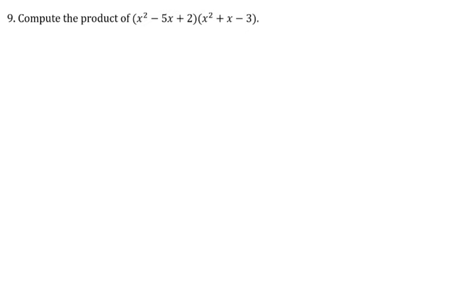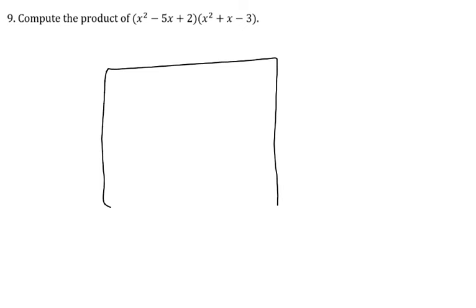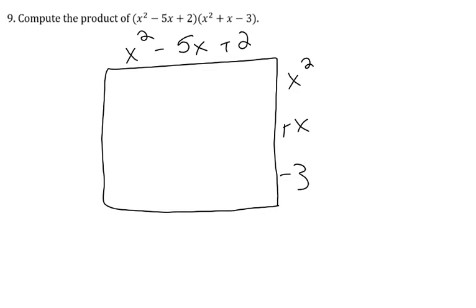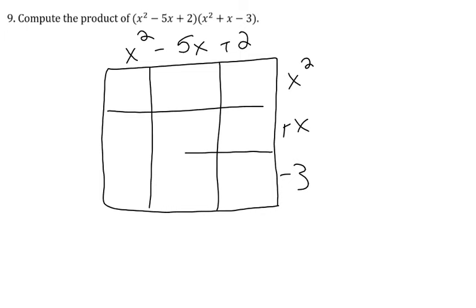Number 9, compute this product. So you could do this using the distributive property, or you can use a nice table to keep it nice and organized for you. x squared minus 5x plus 2, x squared plus x minus 3. Find this product. It's a 3 by 3 table. We're going to go through and just multiply. x squared times x squared is x to the fourth. x squared times negative 5x is negative 5x cubed, 2x squared.